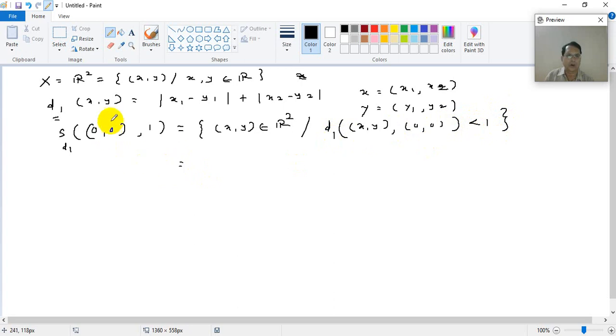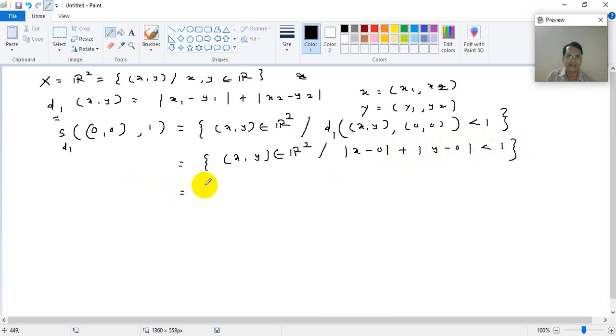Okay, now what is the formula for this? Now we can say d1 of (x, y), (0, 0). Now look at the formula: when x is (x1, x2) and y is (y1, y2), the distance d1 we have defined as mod of x1 minus y1 plus mod of x2 minus y2, so here it will be mod of x minus 0 plus mod of y minus 0. So this is all (x, y) belonging to R2 such that mod of x minus 0 plus mod of y minus 0 is less than 1.